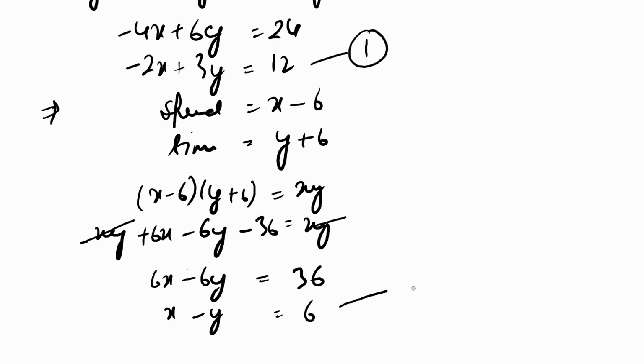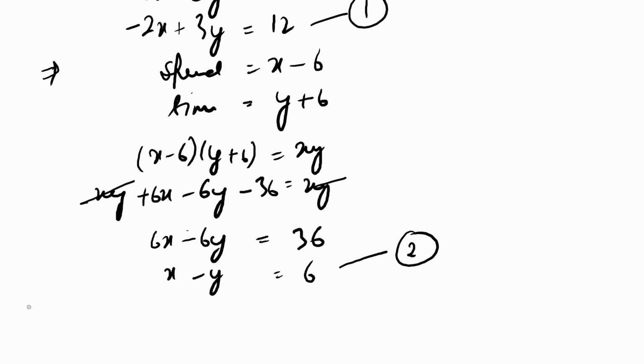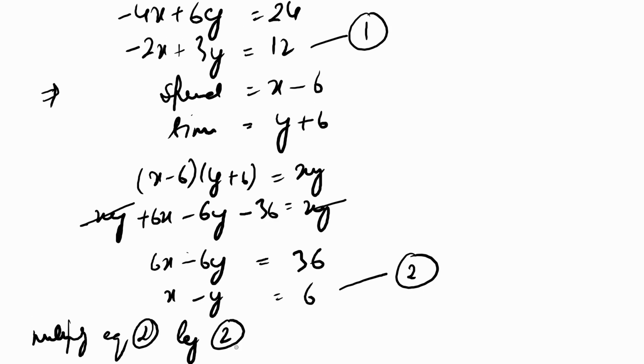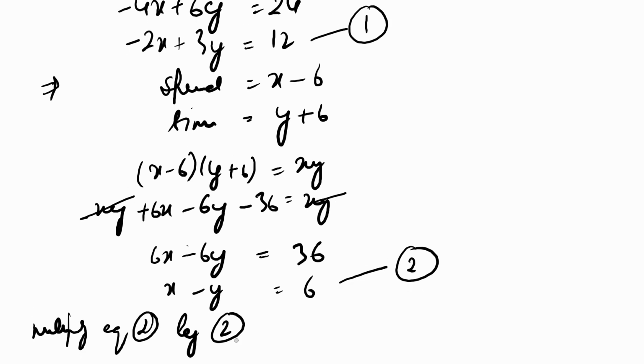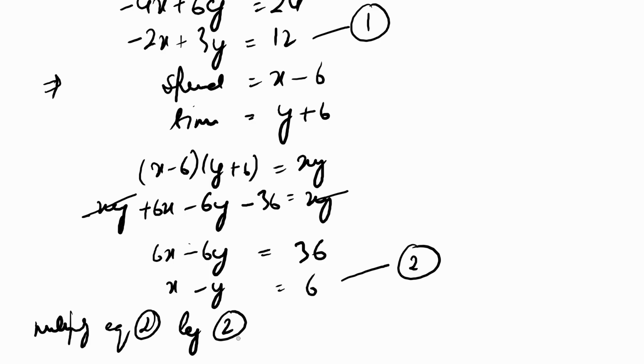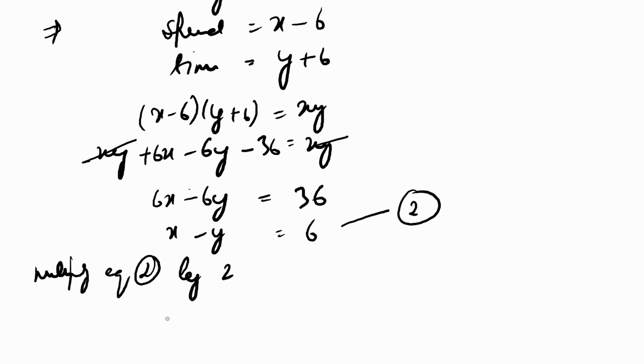Okay. Now what we will do? We will multiply equation 2 by 2. If I multiply equation 2 by 2, did I do this correct? X minus 6, y plus 6, xy plus 6x minus 6y minus 36. Okay, let's see. Multiplying equation 2 by 2, we'll get 2x minus 2y is equal to 12. This will become equation number 3.